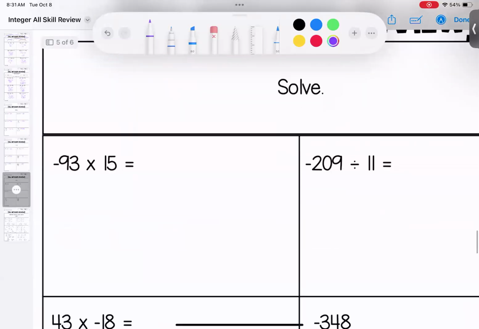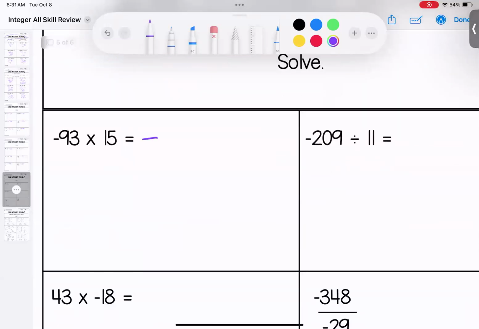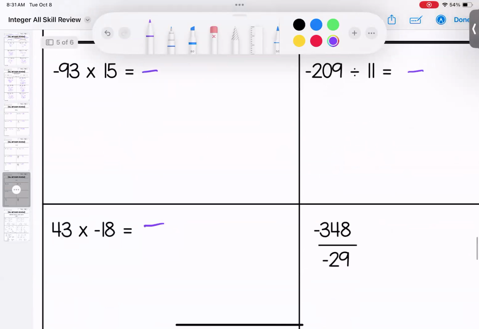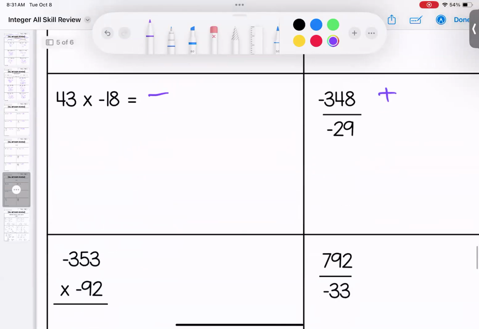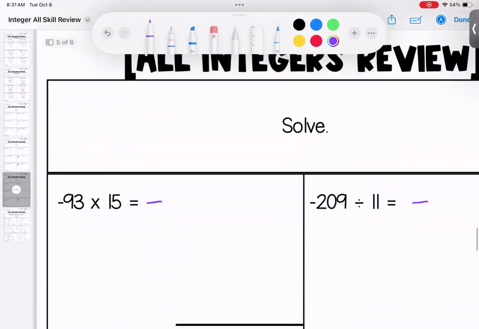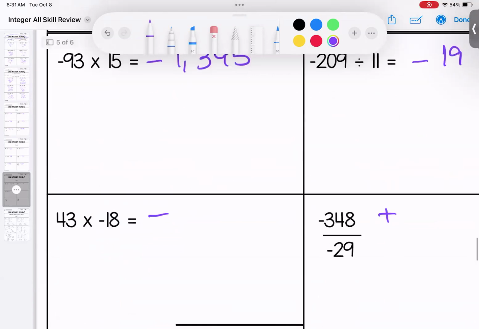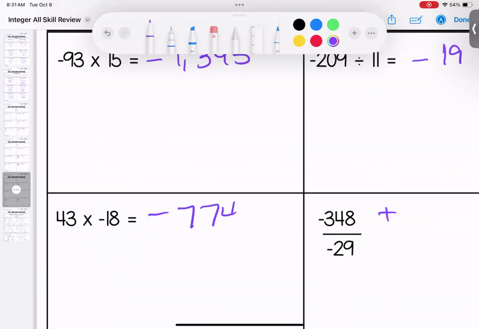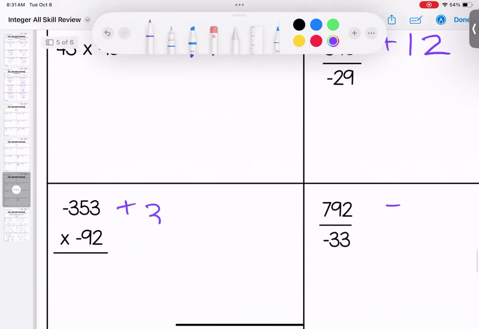All right, last two pages. I'm going to do the exact same thing. You're going to notice that it just makes it easier. If the signs are different, I drop a negative sign. If they're the same, I put a positive sign. Then I just have to worry about multiplying. 1,395. Division, 19. Multiplication, 774. Division, 12. Watch your signs. 32,476. 24. Okay, don't overthink it. Hop in and try it.